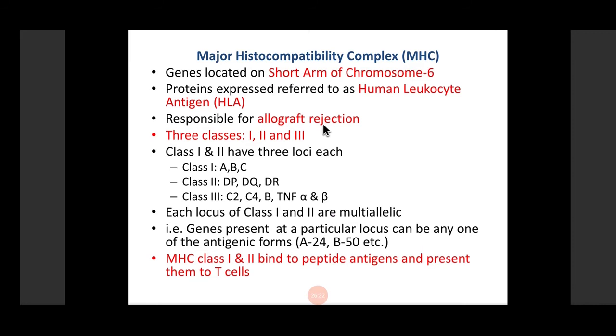This will be taught to you in your pathology classes or maybe in microbiology later on. They also play a very important role in immune response in the form of antigen presentation, which we are going to come to. There are three classes: 1, 2 and 3. The role in allograft rejection and antigen presentation is only of class 1 and class 2. Class 3 has got no role. Okay? So class 1 is further subdivided.